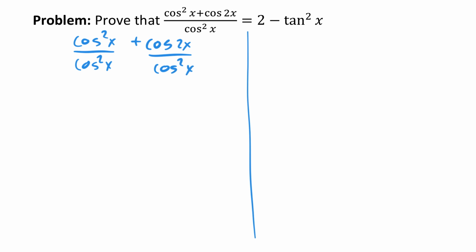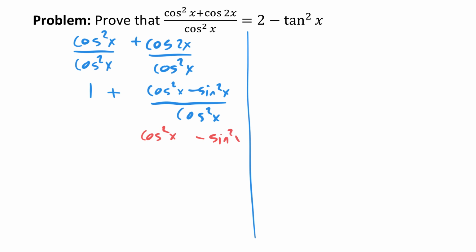Now cos squared over cos squared, that'll become a 1. And over here, we could write cos 2x as maybe cos squared x minus sine squared x over cos squared x. Well, hey, we've got that same setup. We have two things over top of one thing. We can't cancel these, but we could split it again. So this will give us cos squared x over cos squared x minus sine squared x over cos squared x.